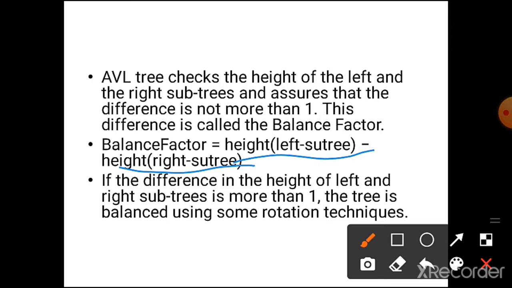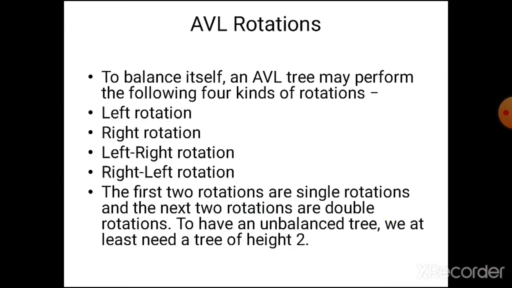If the difference in the height of left and right subtree is more than 1, the tree is balanced using some rotation techniques. If the difference in the height of the left and right subtree of a node is more than 1, suppose it is 2, then the tree is unbalanced. So we need to balance this tree using some rotation techniques.